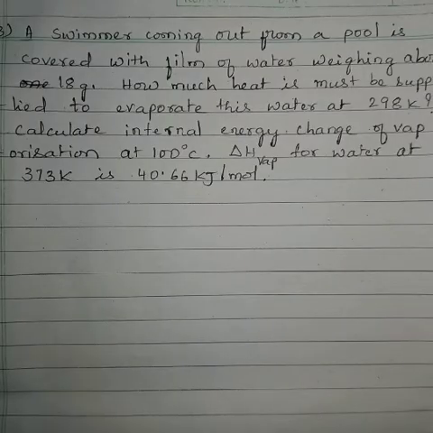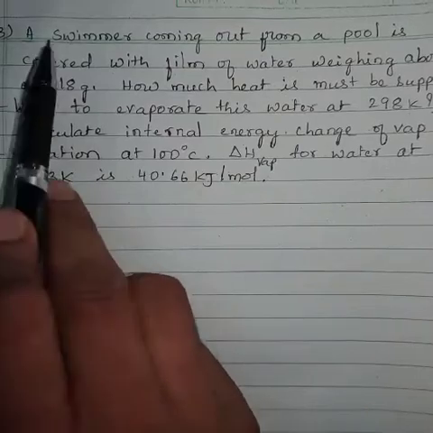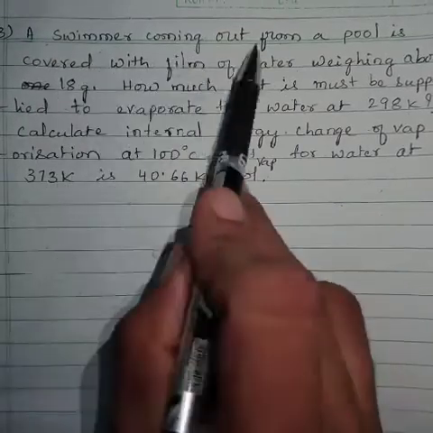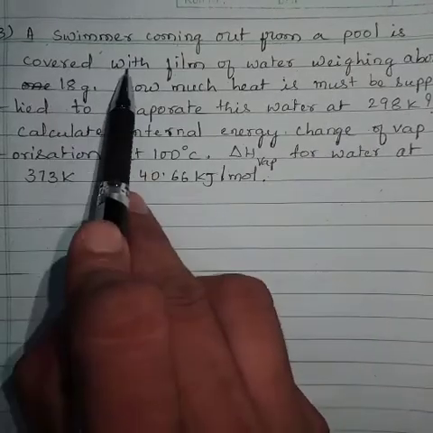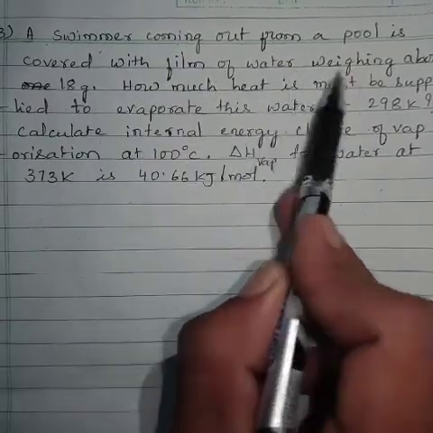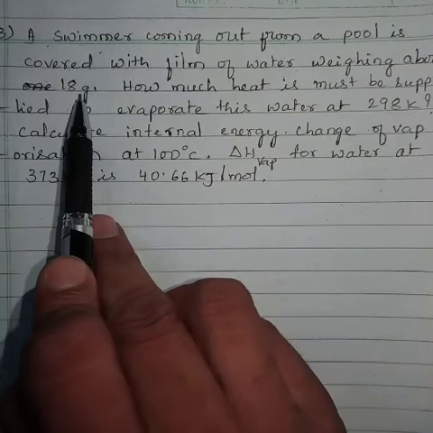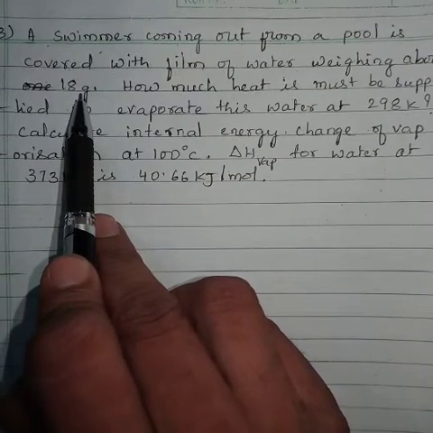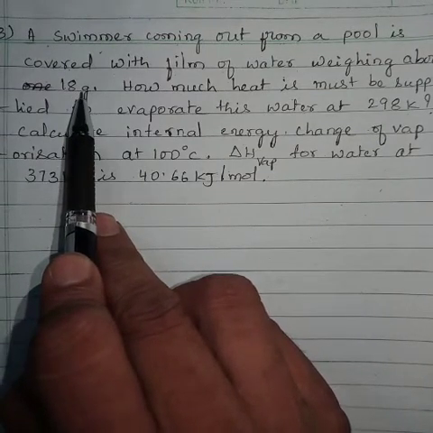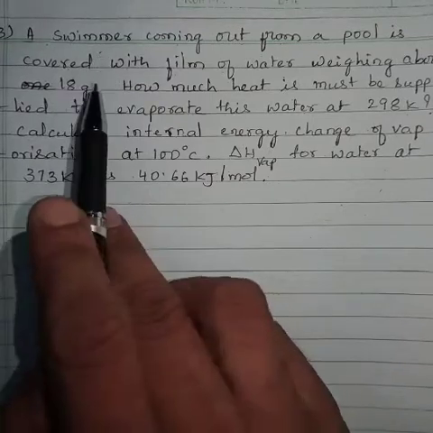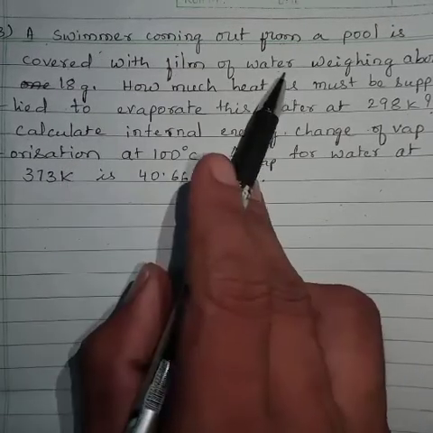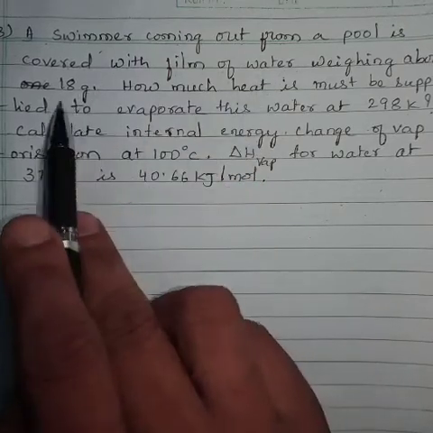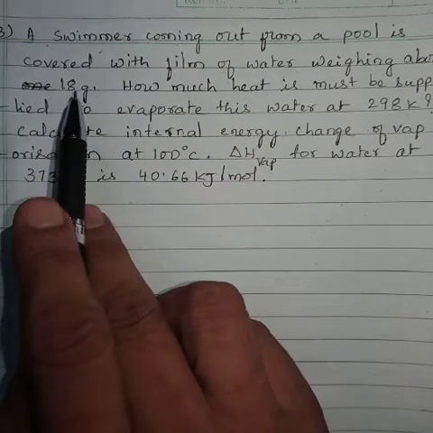Let us move to the third problem. A swimmer coming out from a pool is covered with a film of water weighing about 18 gram. A swimmer is there, he is coming out of the swimming pool and his body is covered with a film of water, and the weight of that water is 18 gram.